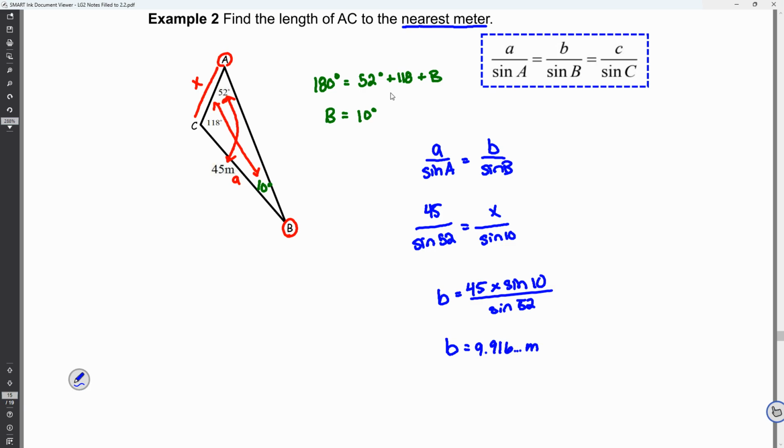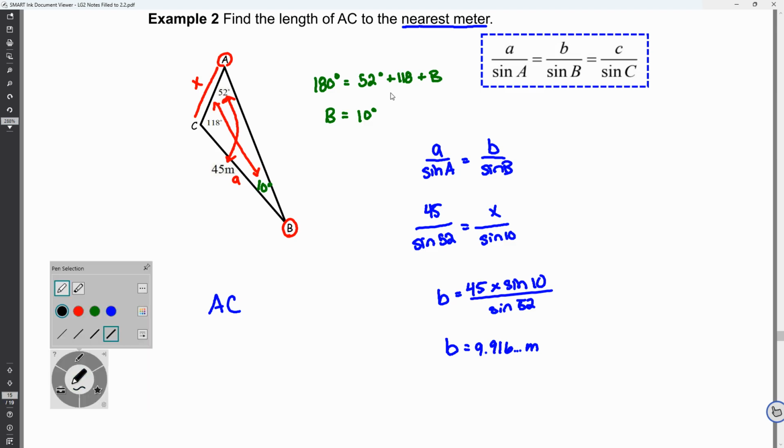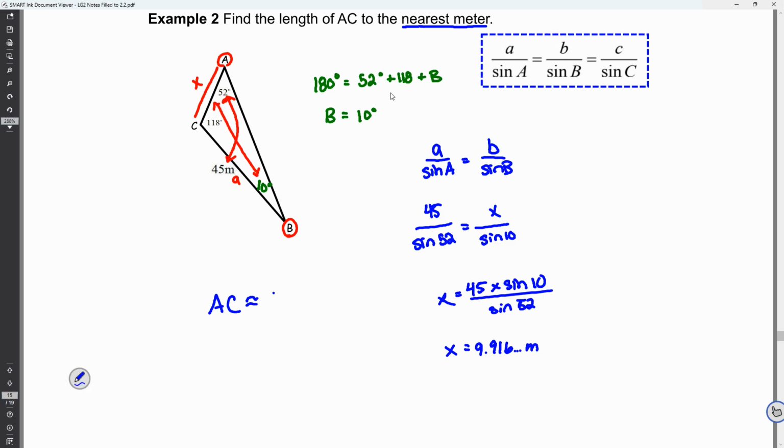That means our final side length B, or AC. Ooh, I don't know why I started using B there all of a sudden. Those should be x's. I'll replace that right now. So I know my side length x, or side length AC, is roughly equal to 10 meters.